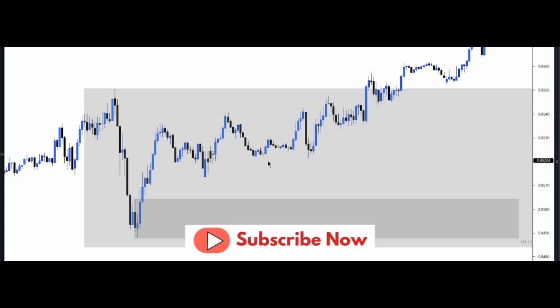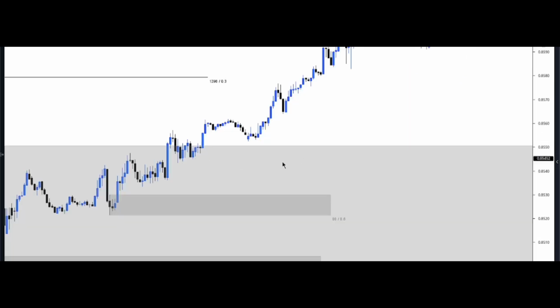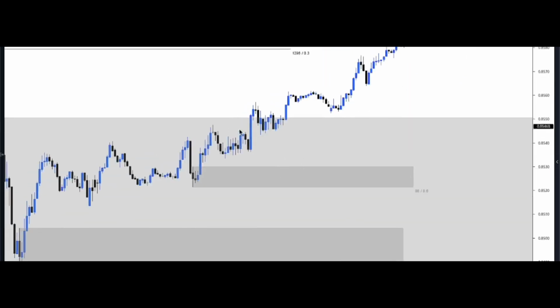And where is another one? This one is already mitigated by this. And this one is not a valid OB. Our OB must take out liquidity. We didn't see any liquidity taken out here. Okay, maybe we got liquidity taken out here, so we can mark this one as well. So where is another one? Is there any other one? This one? No, this is the OB. It's already mitigated.